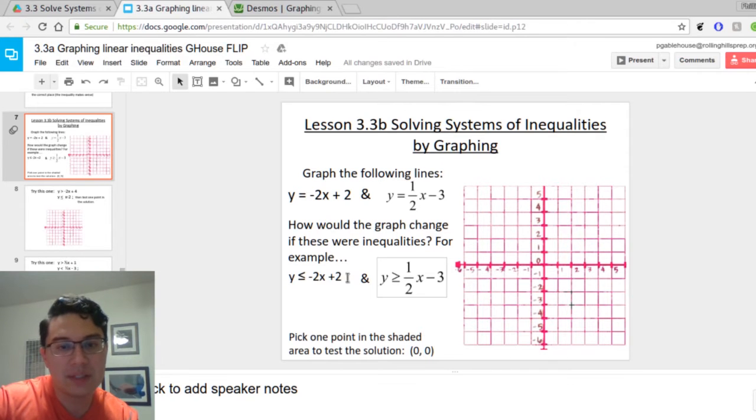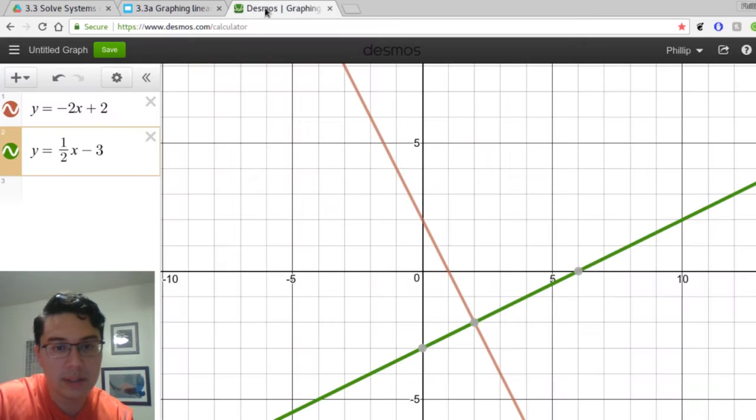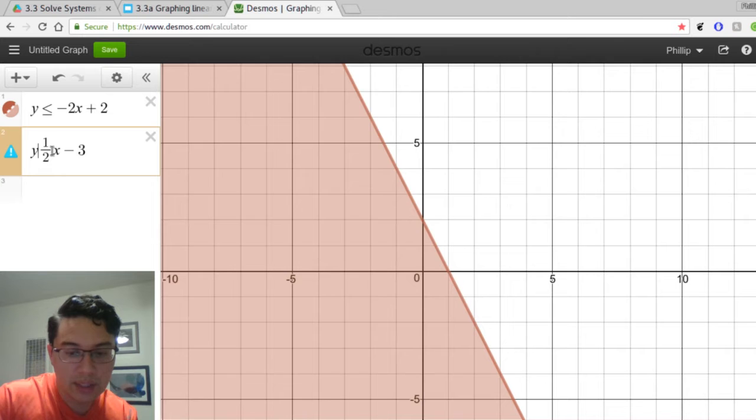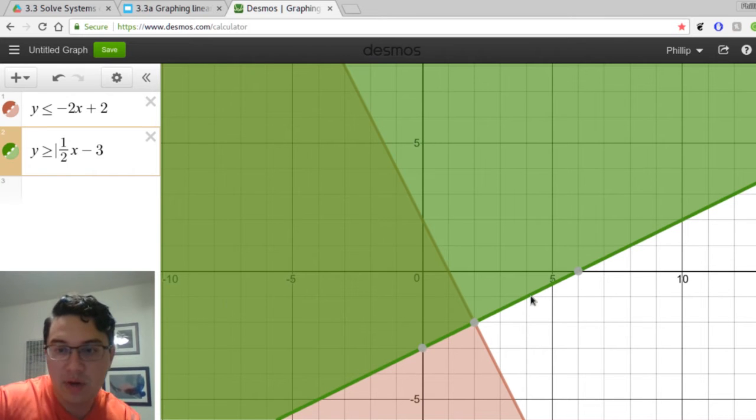Now we're going to convert both of these lines into inequalities. So we have y is less than or equal to negative 2x plus 2, and then we're going to have y greater than or equal to 1/2 x minus 3. So let's go ahead and apply those inequalities. This one is less than or equal to, and this one is greater than or equal to. We have our solid lines because they're both greater than or equal to or less than or equal to. They have the equal to part of it.